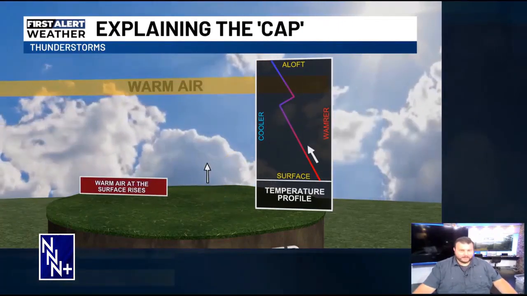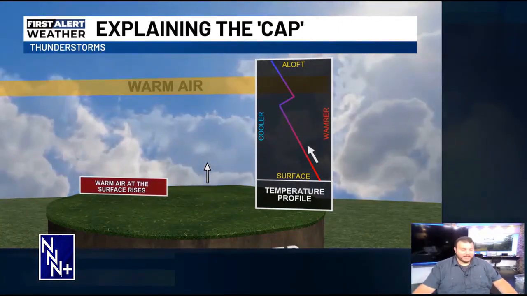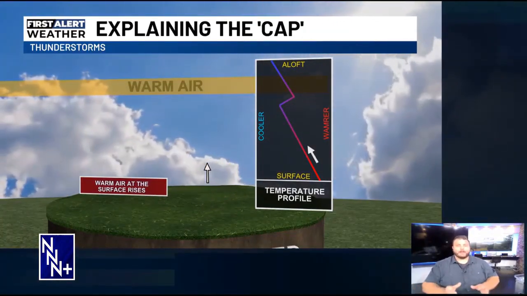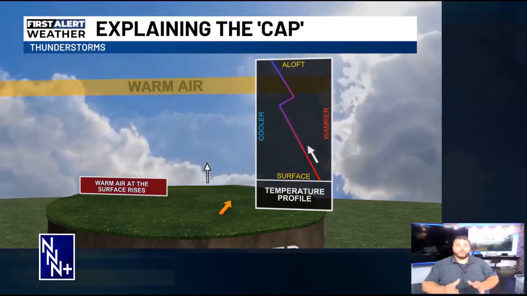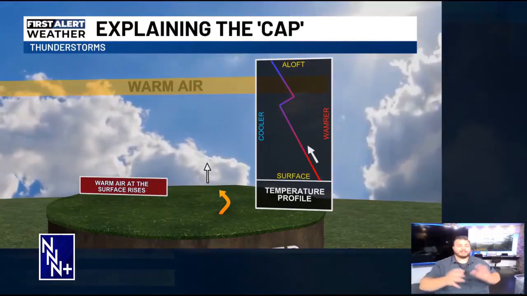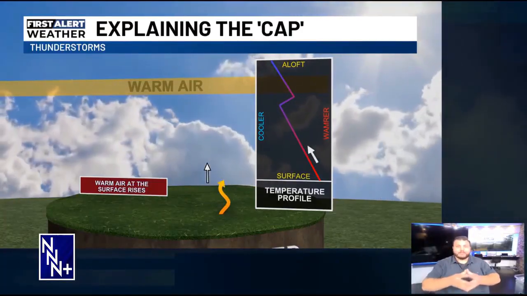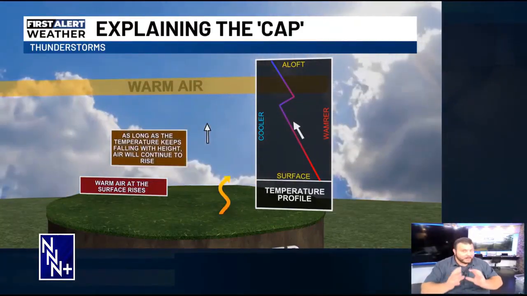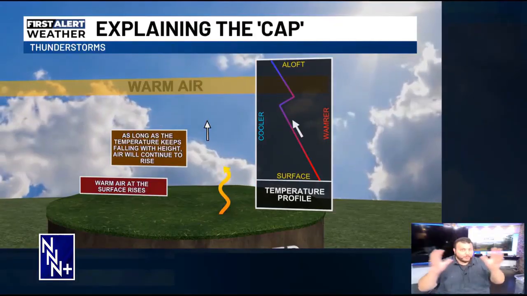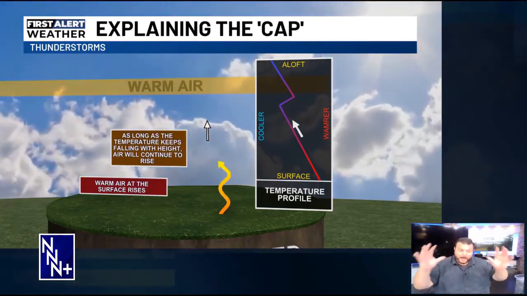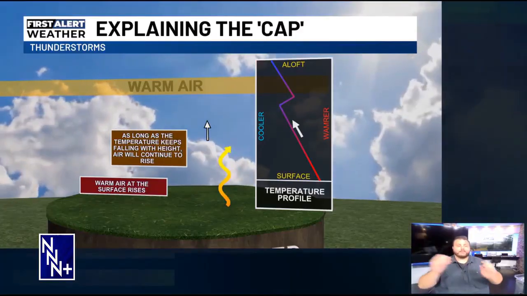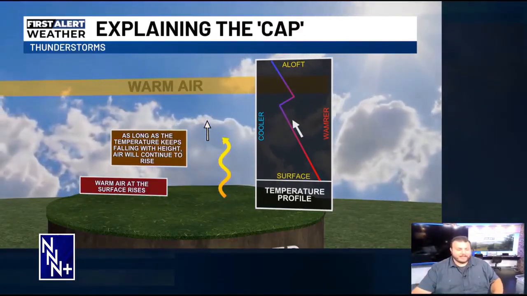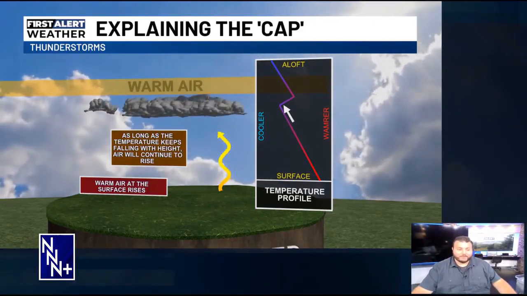So in order to get thunderstorm activity, or really any activity whatsoever, you need warmer air at the surface, or at least at a certain level. So the warmer air is warmer than the air surrounding it. As long as that is true, the air will continue to rise. So as long as this parcel of air is warmer than its surrounding air, it will continue to rise and saturate as it rises as well, start to form clouds, start to get thunderstorm activity as well.